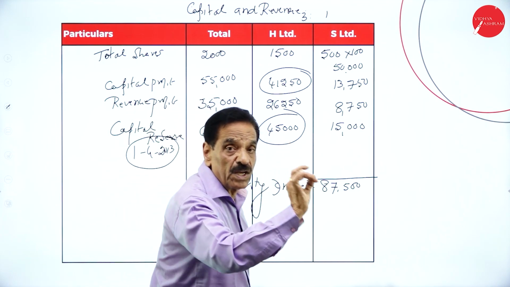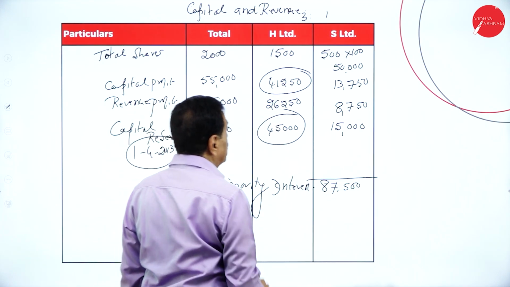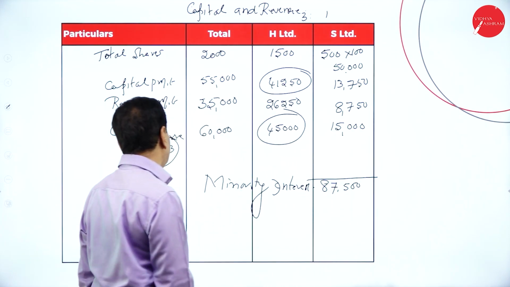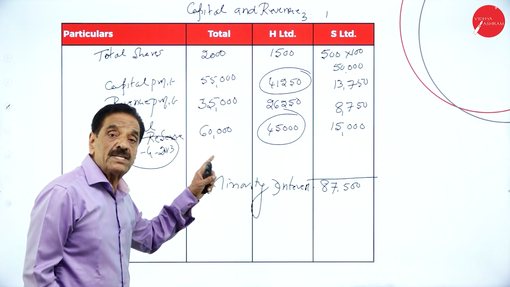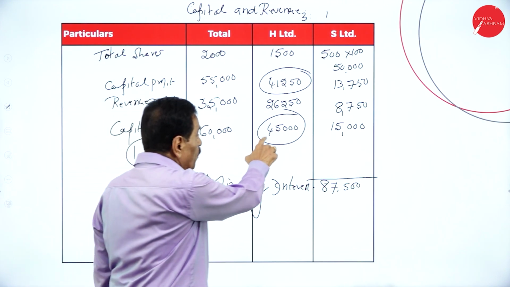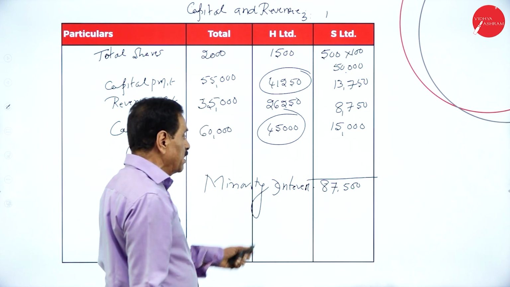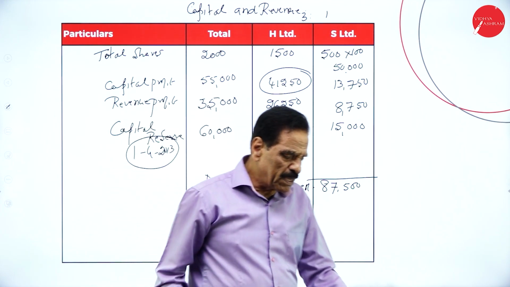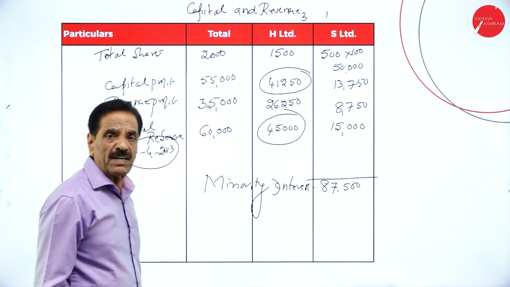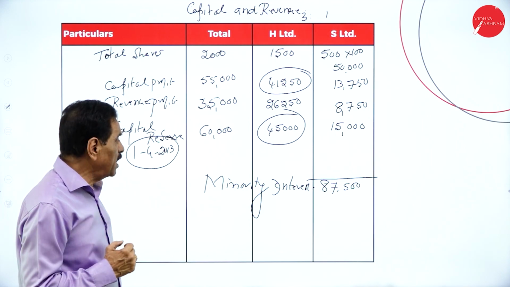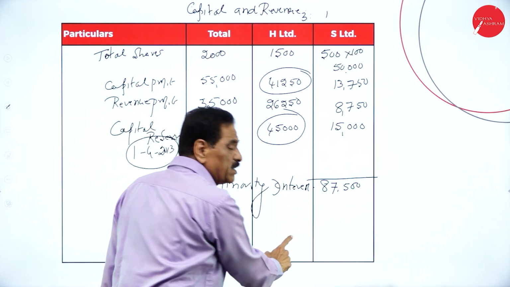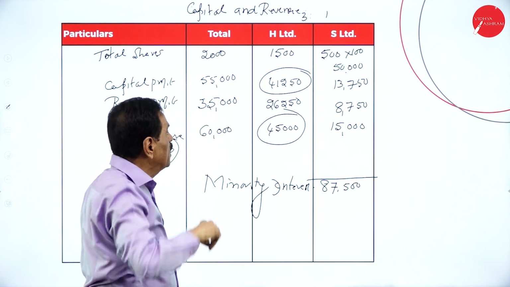Share in the ratio of 3:1. 3 by 4 is 26,250 and 8,750. The capital reserve available is 60,000. 3 by 4 is 45,000 and 15,000. If we add this figure, it becomes 87,500. 87,500 is the minority interest that will come on the liability side of the balance sheet.